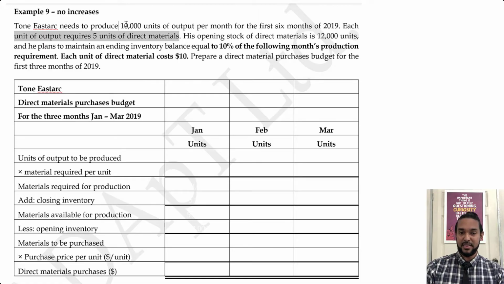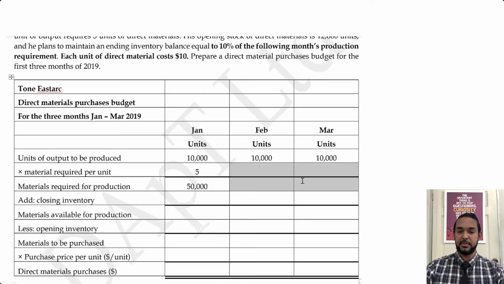So if he's making 10,000 units of something, and each of those units requires 5 units of materials, we are going to need to multiply 10,000 by 5 to find the quantity of direct materials he needs for his production requirements. So let's go down here, and we're going to fill in Jan, Feb, and March, 10,000, because they told us he's going to make 10,000 units of output for the first 6 months of 2019. So Jan, Feb, and March, the number of units to be produced is 10,000. And then we're going to multiply by 5 to get 50,000. And of course, we could just mirror that across here for these items as well.